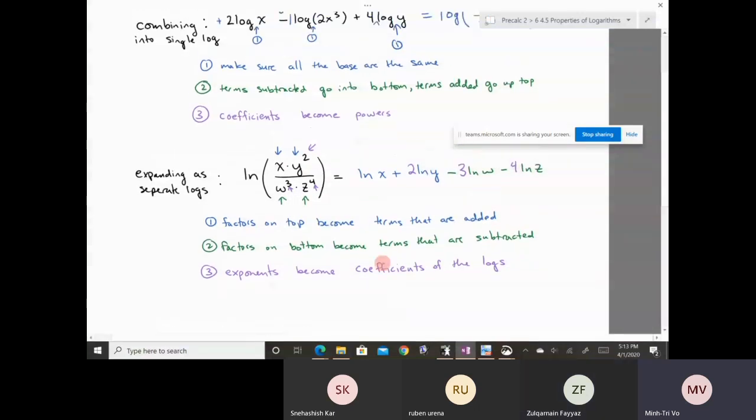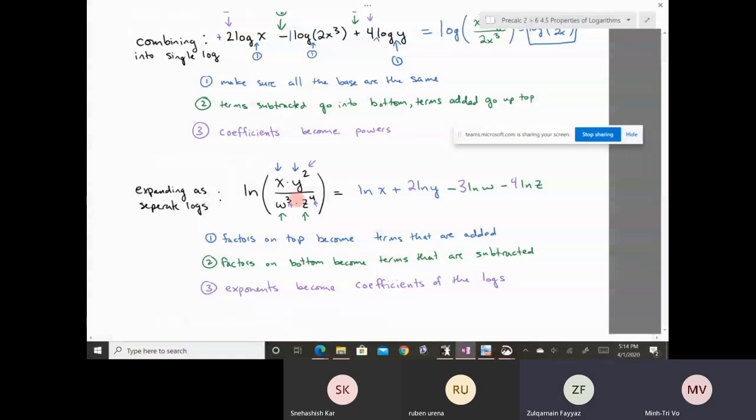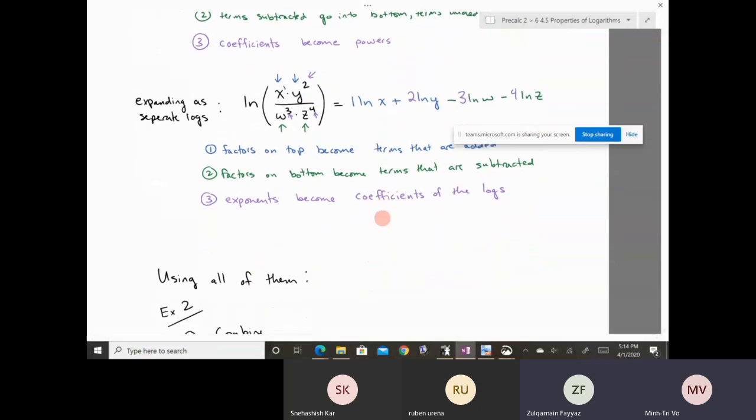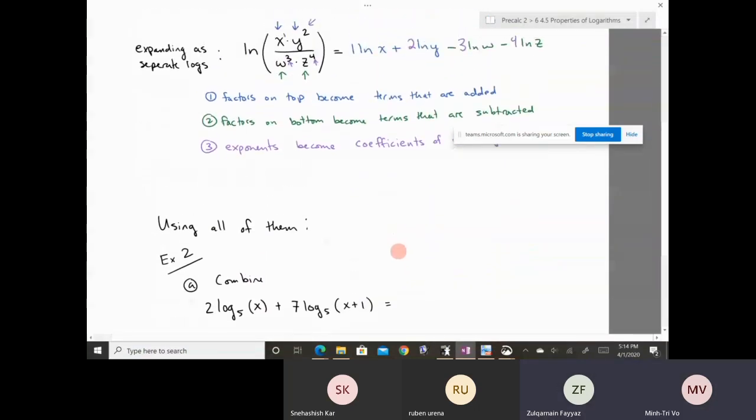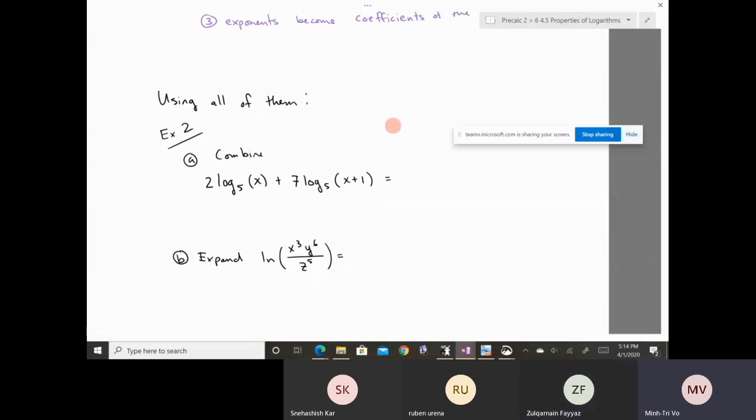But then the rest is just working backwards, right? So in this case, exponents turn into coefficients, right? So y has exponent 1, so there's a 1 here. This has power 2, so this has coefficient 2. These are 3 and 4, so there's a 3 and 4 here. Okay, so that's how you want to apply the rules. So, for example, in this example here, we want to combine it into a single log, right? So it's log base 5.